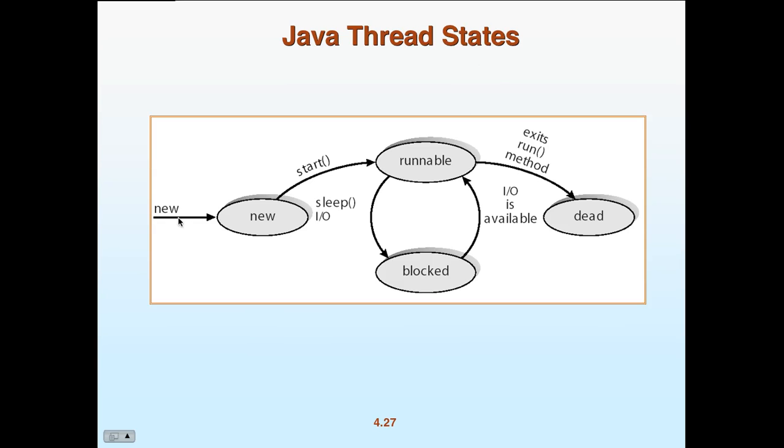Here's the Java thread states. So we have new, then start, which makes it runnable, and then it sits and waits. And then it finally exits when it's done. So this is pretty much the life cycle of a thread, its transition from new to runnable.